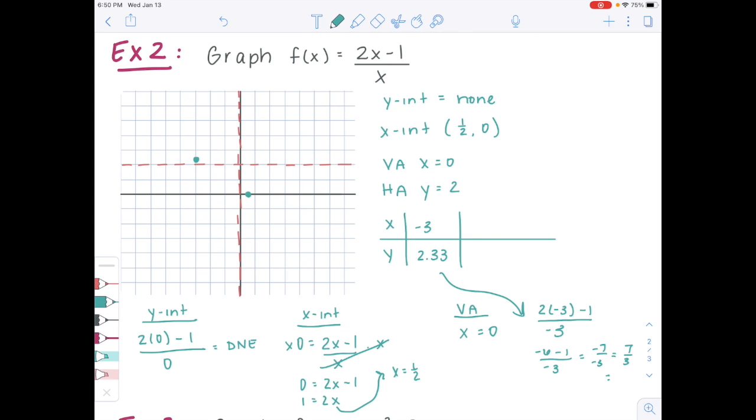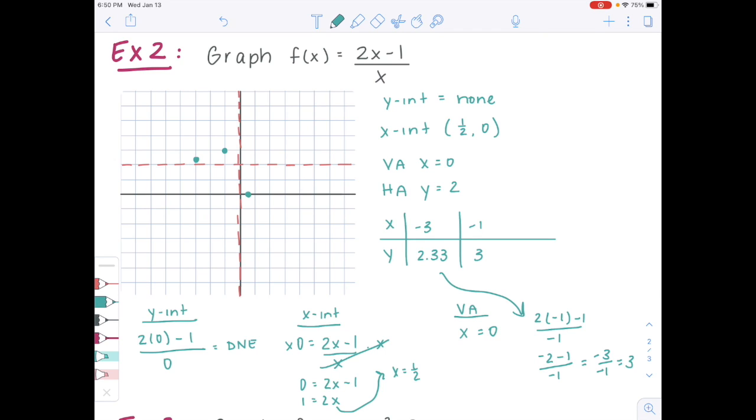So when I plug in -1, I'm going to do it again down here. I'm going to say 2 times -1 minus 1 over -1, -2 minus 1 over -1, -3 over -1, 3. So when I'm back 1, I'm up 3.